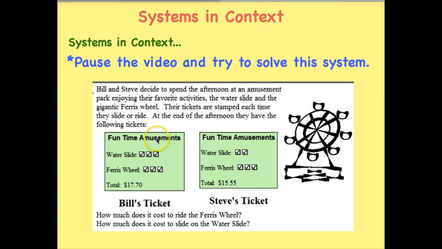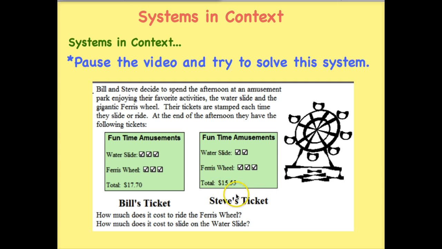Examining this scenario, Bill and Steve are off for the afternoon at an amusement park. The water slide and the gigantic Ferris wheel are their favorites. So every time they ride it, their tickets get stamped. At the end of the afternoon, these are the tickets that they have. Bill's ticket has 3 water slides and 3 Ferris wheels, and he paid a total of $17.70, whereas Steve has 2 water slides and 3 Ferris wheels and paid a total of $15.55.